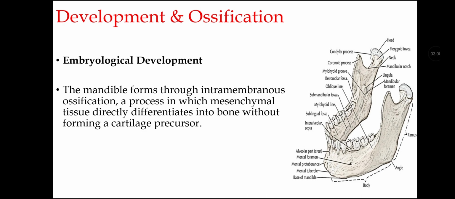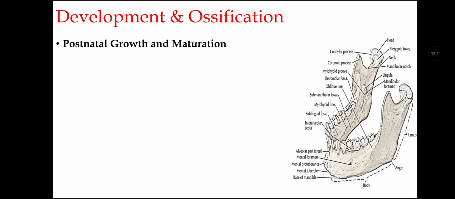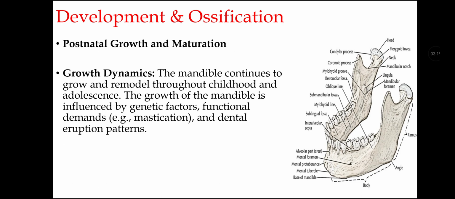Now let's talk about the development and ossification of the mandible. First, we will talk about its embryological development. The mandible forms through intramembranous ossification, that is a process in which mesenchymal tissue directly differentiates into bone without forming a cartilaginous precursor. During early fetal life, paired mandibular segments fuse at the mandibular symphysis, establishing the basis for lower jaw development. Then we will talk about postnatal growth and maturation.